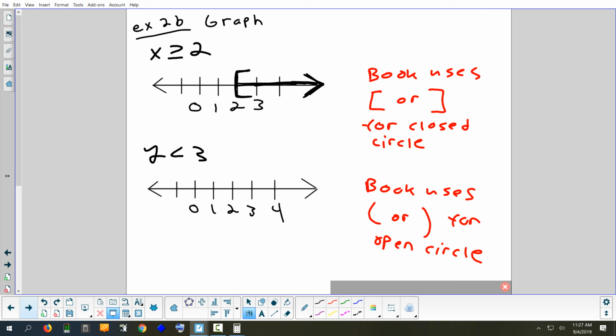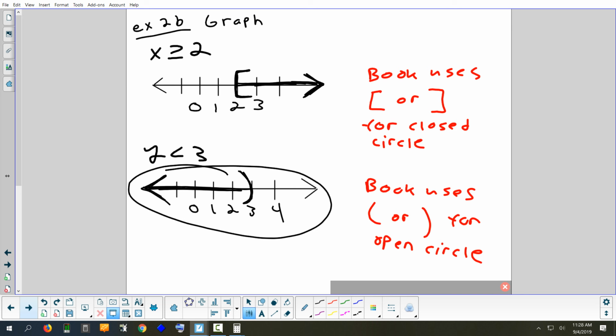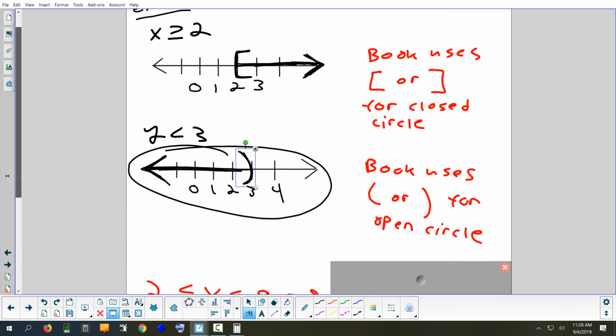So same idea. Put your symbol on the 3. Just remember which way you're going to shade. Shading left. If this was a question on a test, I don't care which way you do it, whether you use open circles, closed circles, brackets, or parentheses. It's just maybe I would give you a multiple choice question like this and say, here's a picture on a number line. Tell me what inequality this would represent. And you'd have to write y is less than 3. So you'd have to know this symbol means less than. Any questions on that?